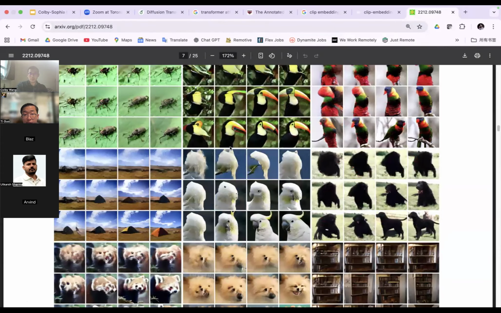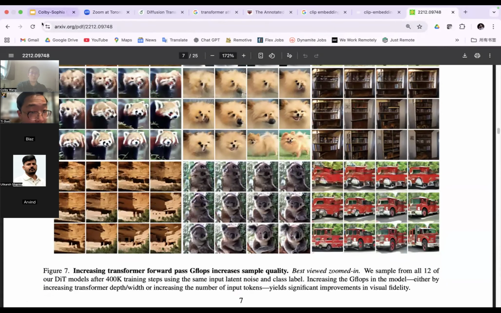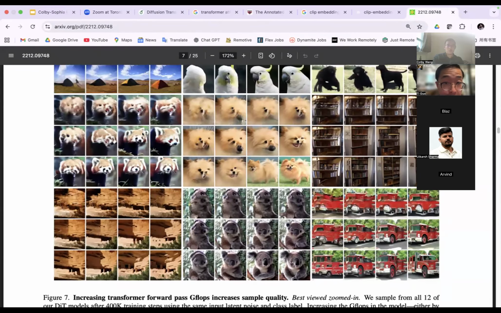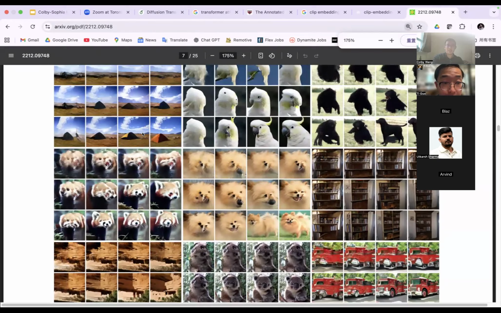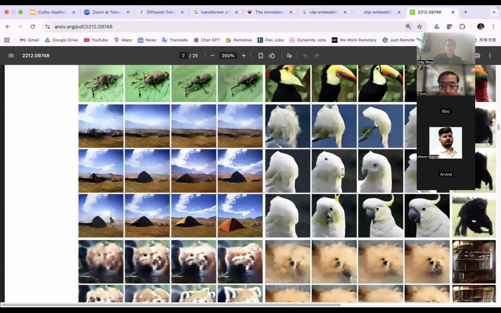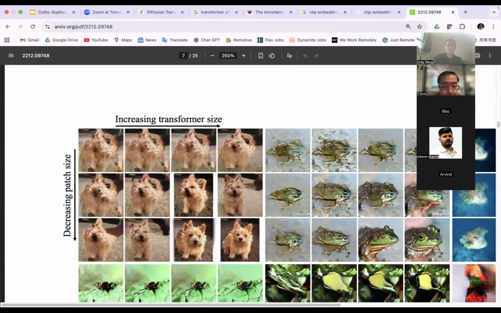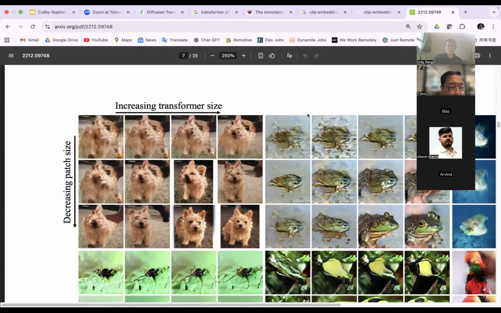And so these are the examples that they gave. If we zoom in a little bit, what they claim is that increasing the transformer size, basically increasing the embedding size, and also decreasing the patch size, you can see that the images are more realistic. For example, the dog, when they decrease the patch size.